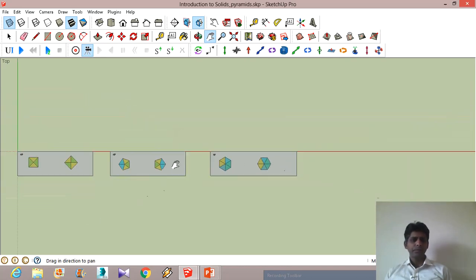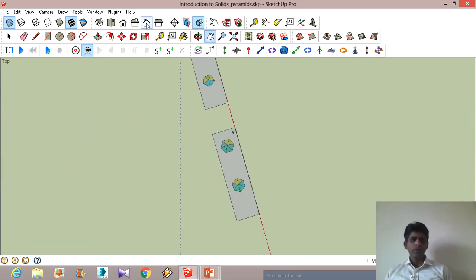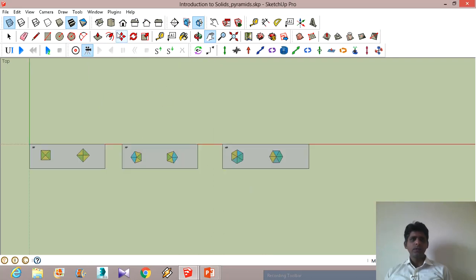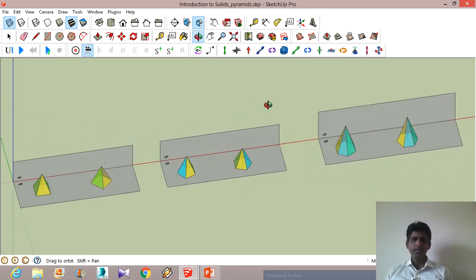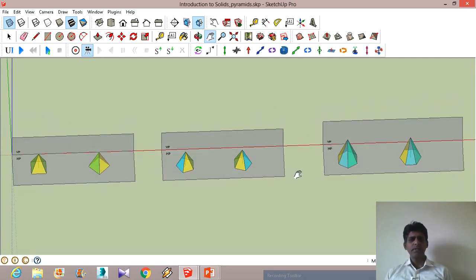So this is about pyramids. You can see various pyramids here. This is a square pyramid, pentagonal pyramid, hexagonal pyramid.